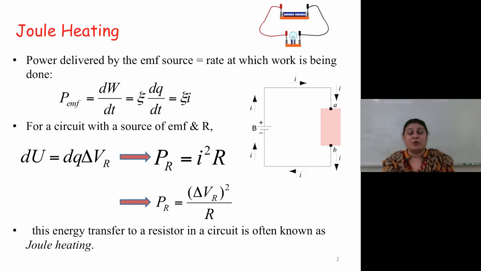or P equals I squared R. Or P can also be written as delta V squared over R. The energy transferred to a resistor in a circuit is often known as Joule heating.